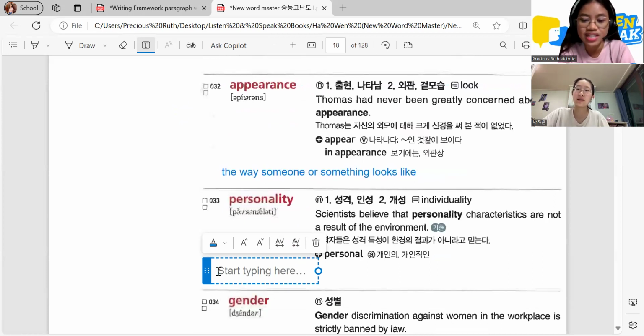Personality. Okay. Scientists. Scientists believe that personality characteristics are not a result of the environment. Environment. Yeah. Okay, how about personality? What is personality?